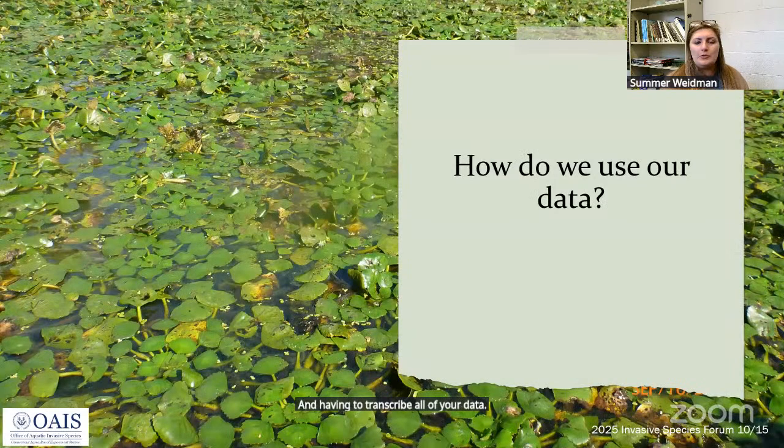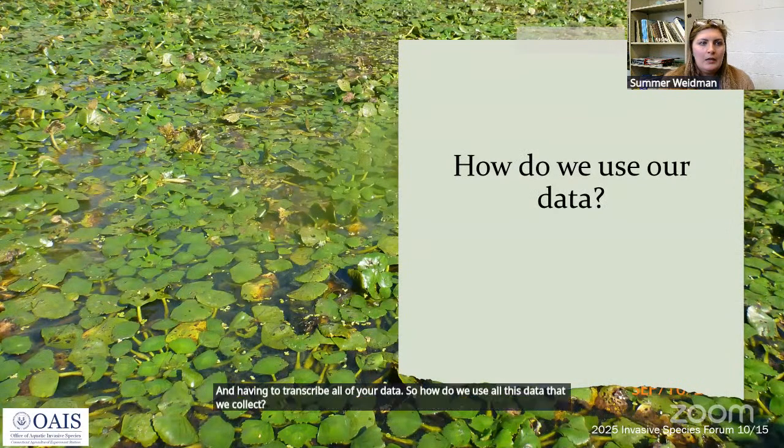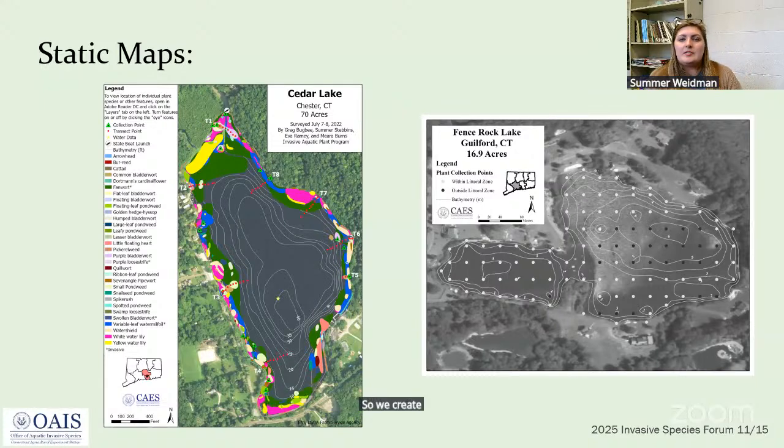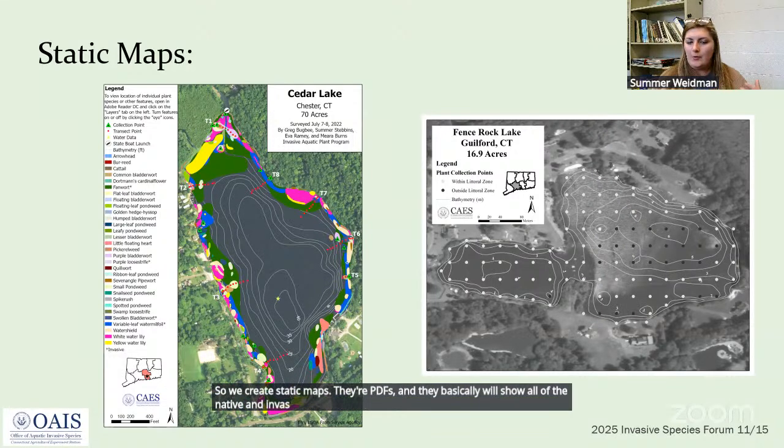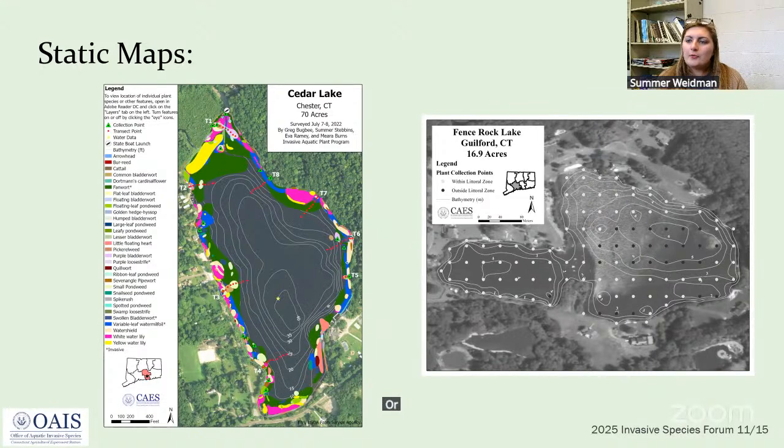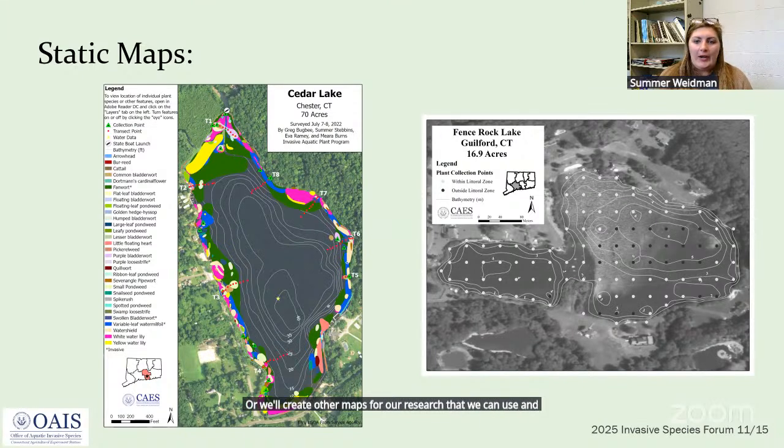So how do we use all this data that we collect? So we create static maps, they're PDFs, and they basically will show all of the native and invasive species similar to how it looks when we're mapping it out, or we'll create other maps for our research that we can use. These are great. They're really helpful.